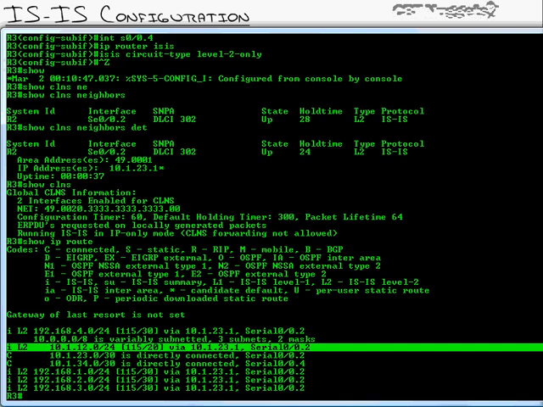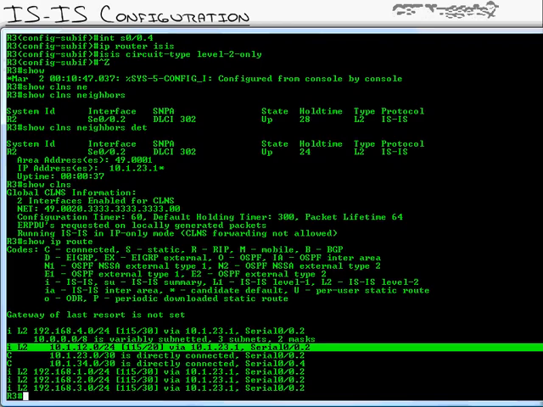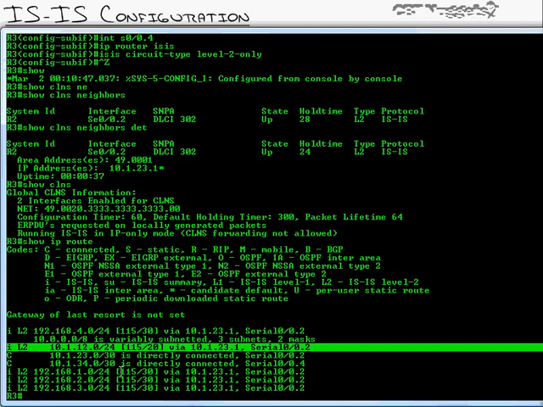Now, before we move on, before I configure the relationship between router 3 and router 4, let me show you how to summarize in the IS-IS world. This is done from the router configuration mode, and I'm going to go back to router 2, because if you look, we've got some inefficient routing here. I know that all of the 192.168 networks are in area 1, so why not summarize that down to a single route?